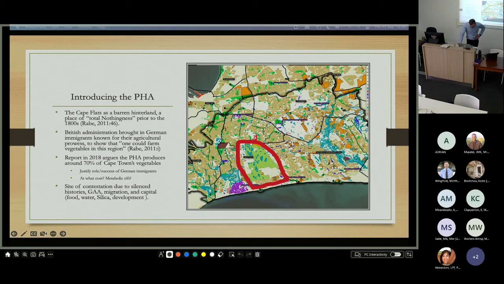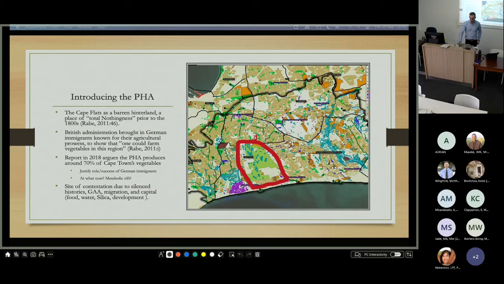What Lizette Robbie's work does is basically justify the role of the German immigrants in this area. A very favorable role. No one could farm this area. This area was barren, a hinterland of nothingness, and then it gets produced by German immigrants into a place of value, right? And who gets to benefit from that value is another question. The success of the German immigrants plays out in current discourse around court cases, and I'll talk about that, but it's a very important part of understanding the area, this heritage, and a narrative that gets perpetuated by the descendants of these original immigrants.